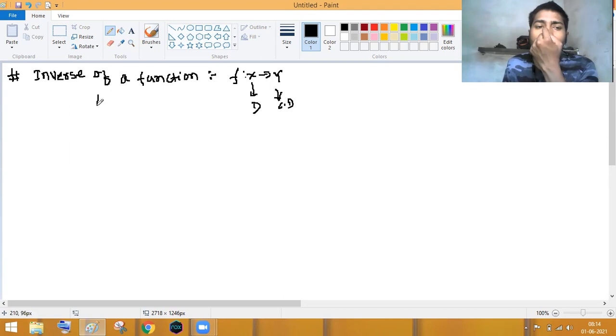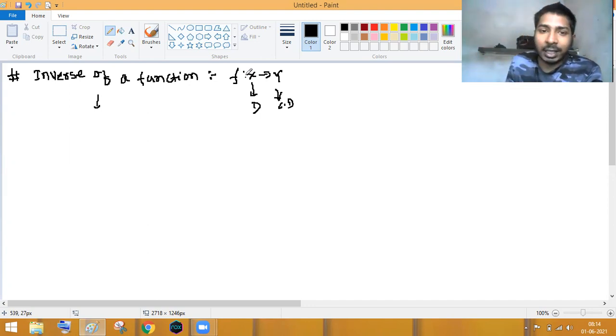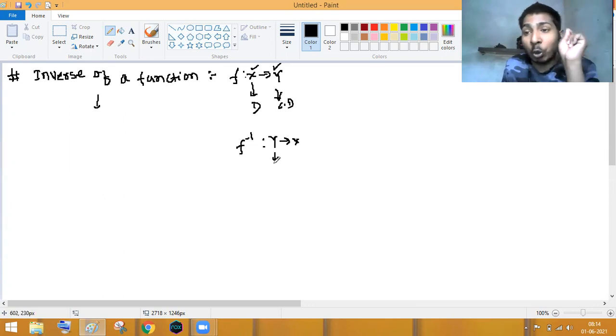But how is the inverse function defined? Inverse means we are doing the reverse process basically. First we were going from x to y, so now we will come from y to x. This means Y will be the domain for the inverse and X will be the range for the inverse. For this function X is the domain and Y is the range. So if I have to define f inverse, it will be from Y to X. Here Y is the domain of f inverse, and X is the range or codomain of f inverse.